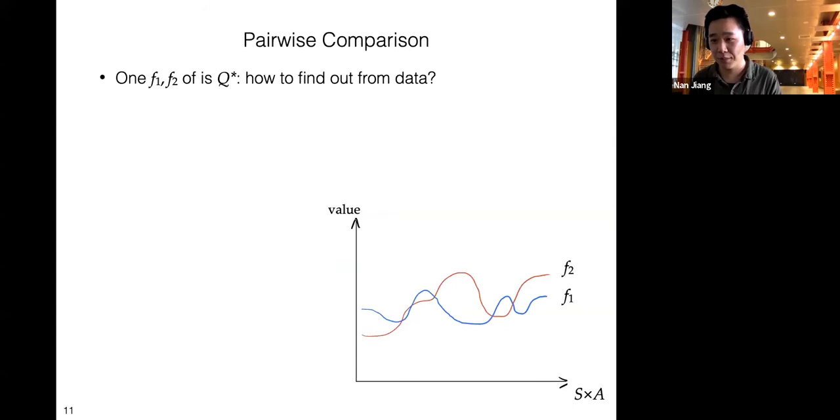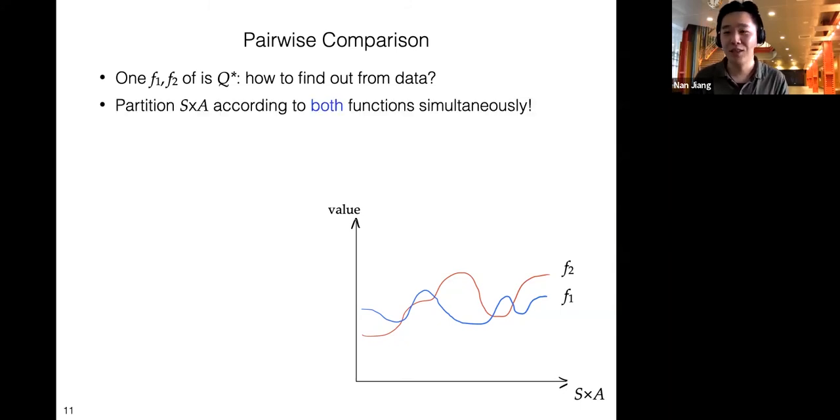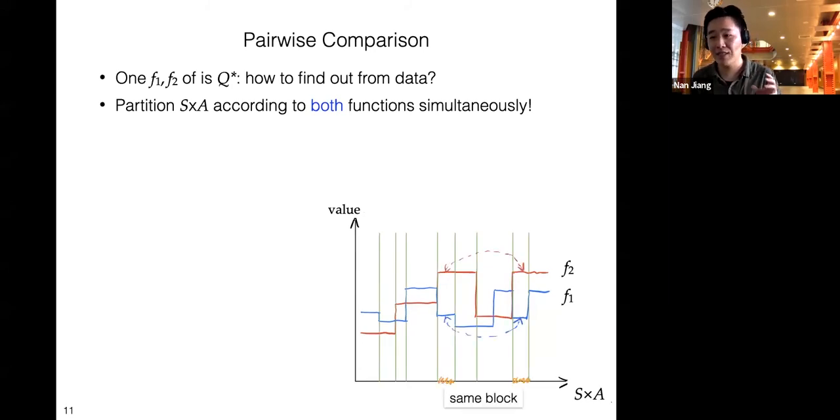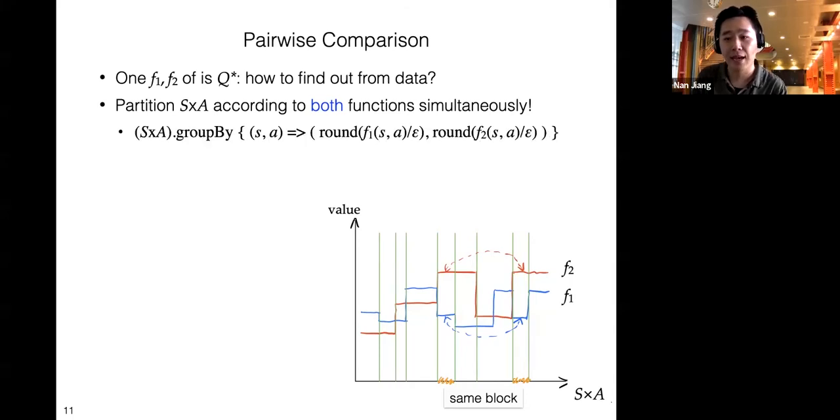So let's come back to the original problem. We have two functions, f1 and f2. One of them is Q star. We don't know which. How do you find it out? Simple. You just partition the state action space according to both functions simultaneously. As we did before, you first discretize both f1 and f2 up to a small discretization error, partition the state action space accordingly, and aggregate all the state action pairs whenever both functions stay approximately constant across those state action pairs. And because one of them is Q star, by doing so, you guarantee that the resulting partition can always express Q star, approximately.